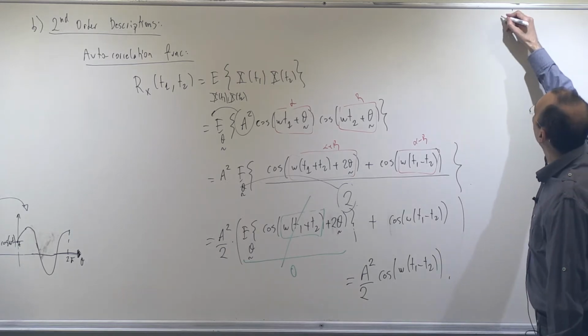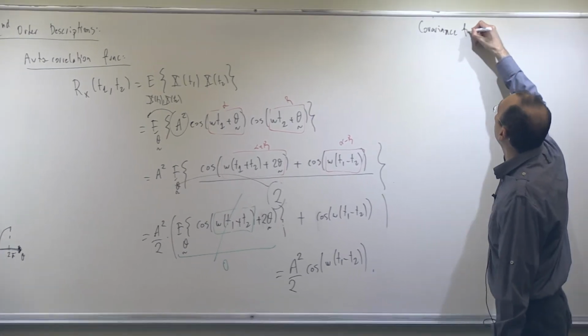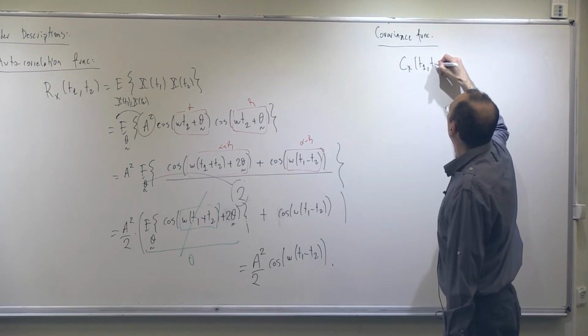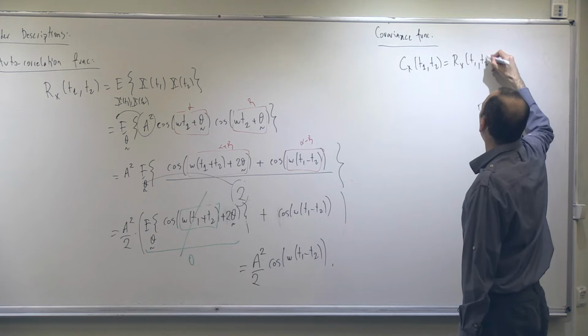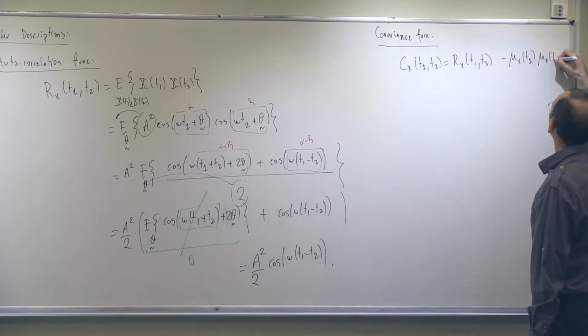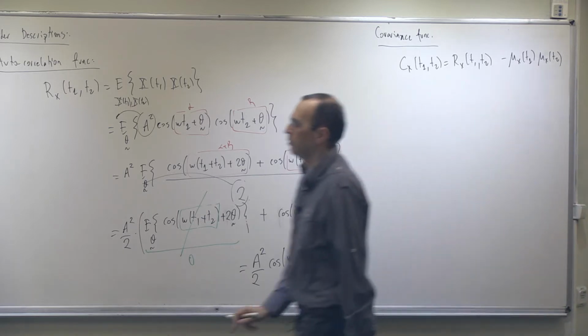Well, there is also another function, called the covariance function. I will discuss the meaning of these functions later on, but the covariance function is simply this, by definition. But we have calculated these mean values as 0.